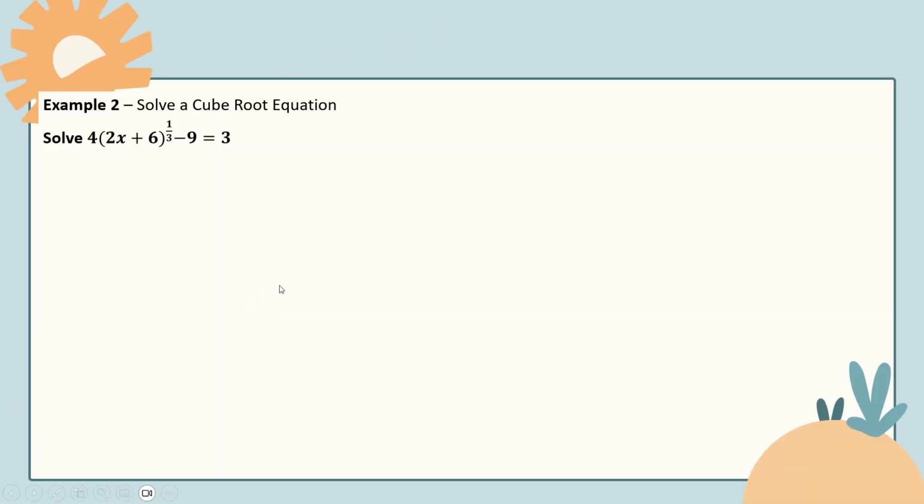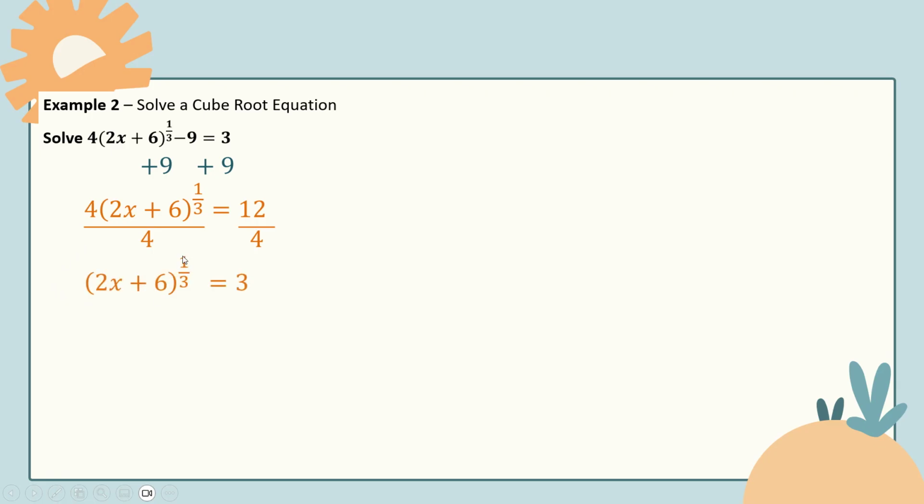For example 2, remember 1/3 power is the same as a third root, so we'll treat it the same. You want to start outside of the parentheses, so we do inverse operations in reverse order of operations. So I'm going to add 9 to both sides first. Then there's multiplication outside of the parentheses, so I'm going to divide both sides by 4.